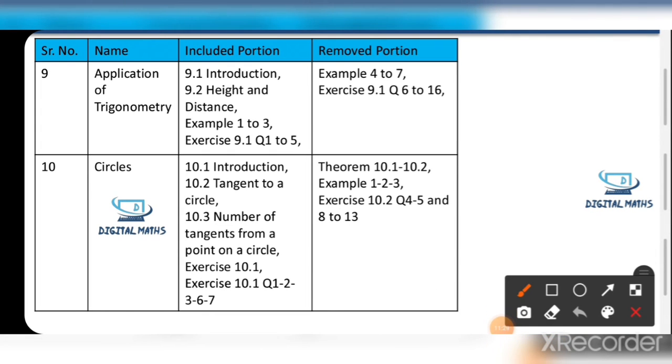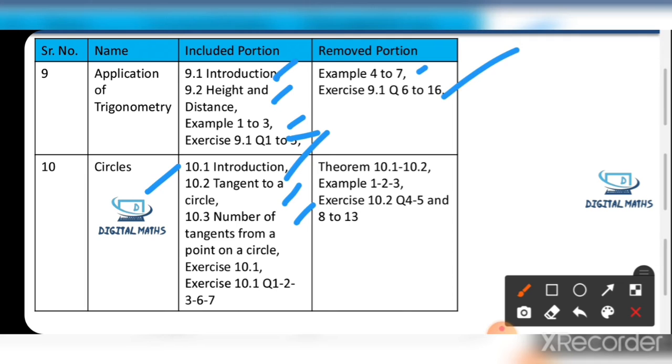First of chapter number 9, the included portion is: introduction, height and distance, example 1 to 3 and exercise 9.1, question 1 to 5. The removed portion is example 4 to 7, exercise 9.1, question number 6 to 16.